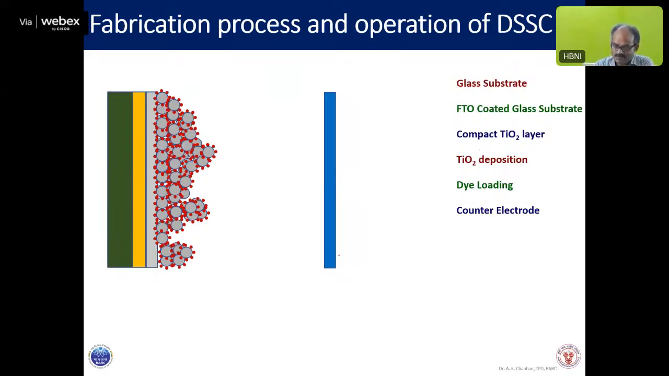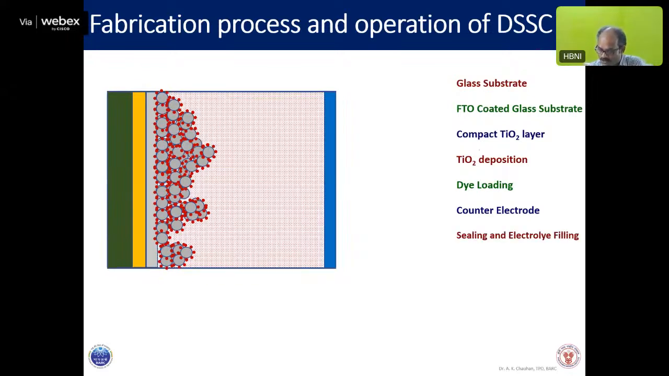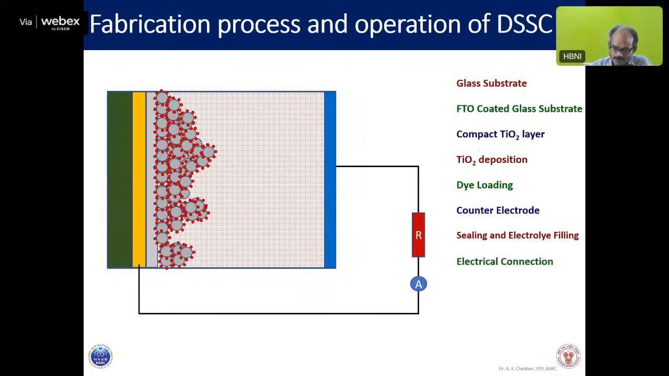Now on the other side, we will have another small glass, or whatever you want, just to cover, and then a very thin layer of platinum. It is used as a counter electrode. Then this entire assembly is sealed, because you have to fill in the electrolyte. Then you fill it with the electrolyte, seal it perfectly, and then one connection is made between this point and the TCO.